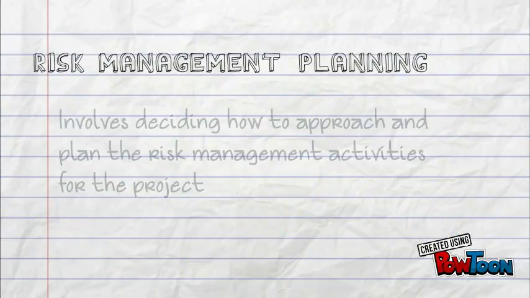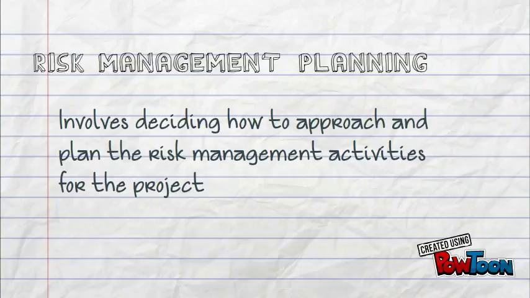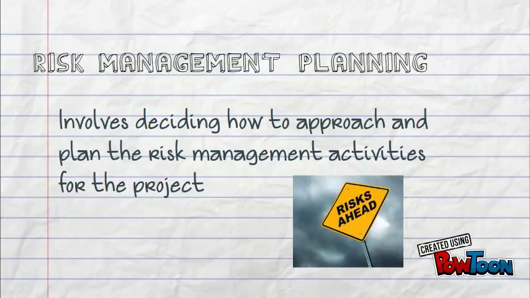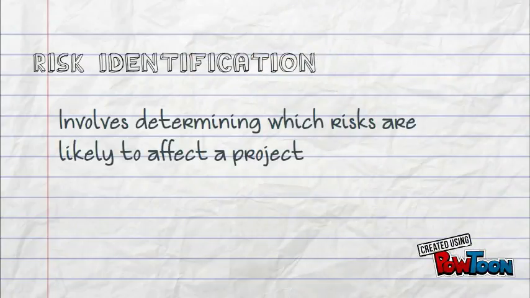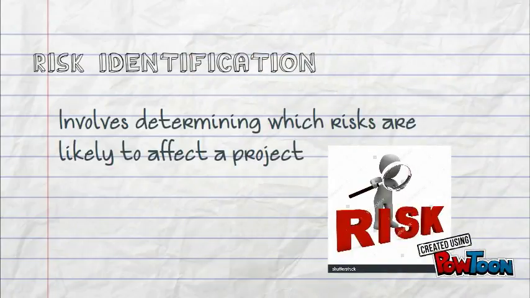First topic is the risk management planning. This is where you will think how you will resolve the risk based on your ongoing project. Risk identification. This is where you will identify the risk that will most likely affect your project.